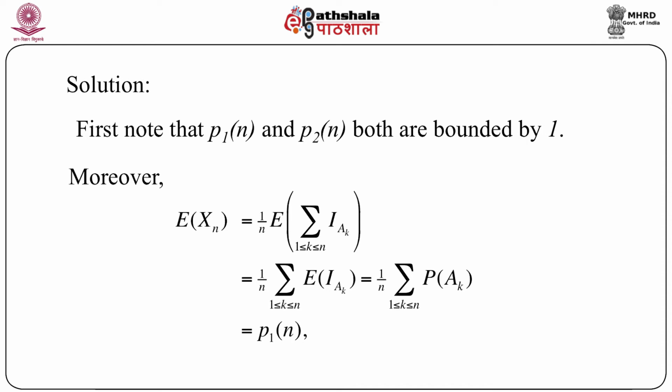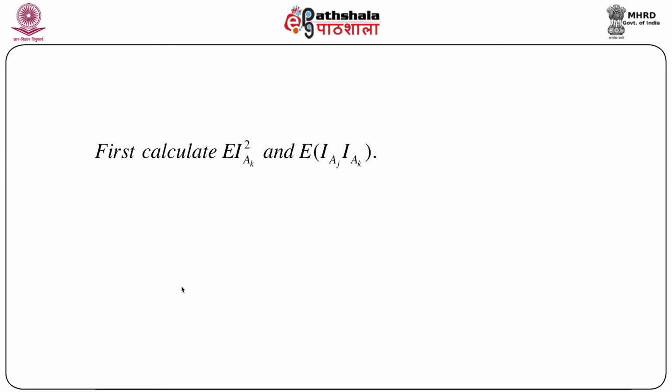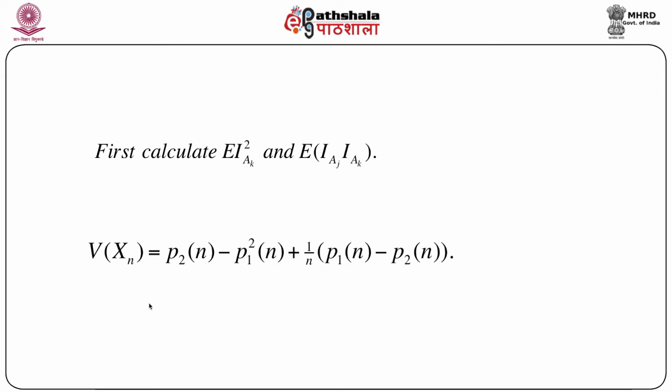I am not going to evaluate this variance of xn in detail, but I will just give you the outline. That means first calculate expectation of IAK square and expectation of IAJ into IAK. Because the variance of xn will involve taking the variance of a summation of indicator functions. So if we expand it, it will involve the expression for expectation of IAK square, or the square of the indicator function, and expectation of the product of two different indicator functions. So a little bit of algebraic manipulation will give us the variance of xn as P2n minus P1n square plus 1 by n into P1n minus P2n. Although the expression looks a little long, it is very easy to find by using the expression for expectation of the square of an indicator and the expression for the product of indicator functions.